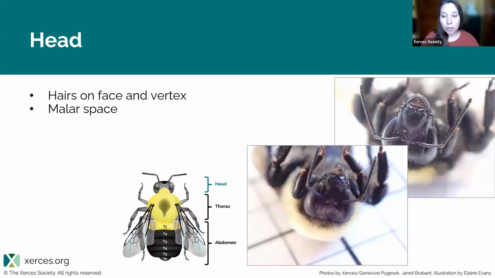Just to give you a visual of what a long-cheeked and a short-cheeked bumblebee look like, we see here a bumblebee that has a longer cheek, and that gives it a sort of horsey face. At the bottom here, we see a bumblebee with a shorter cheek. So this bee has a somewhat rounder face. It has a pretty short cheek.